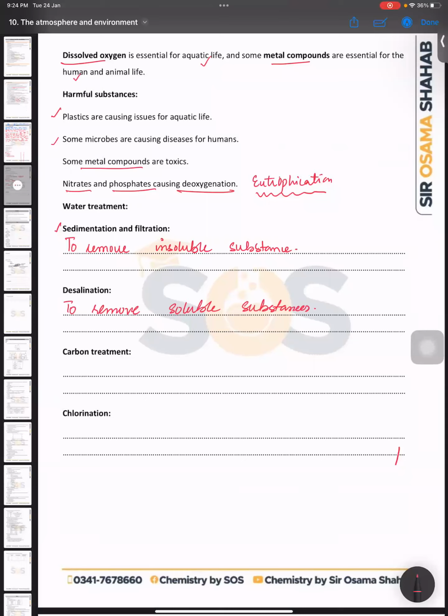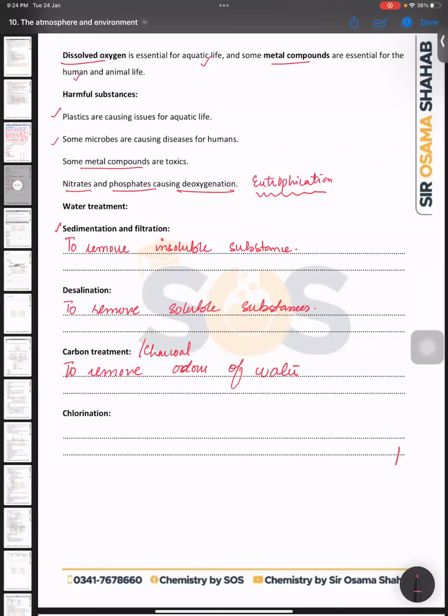Then carbon treatment, it is used to remove the odor of the water. It is used to remove odor, or any type of smell if it is in water. If there is any kind of smell or any problem in the water, you must have often seen a strange smell in water. To remove that smell, what do you use? Carbon treatment, or you can also call it charcoal treatment. Charcoal is used to remove it, okay? So this treatment improves its taste and odor.